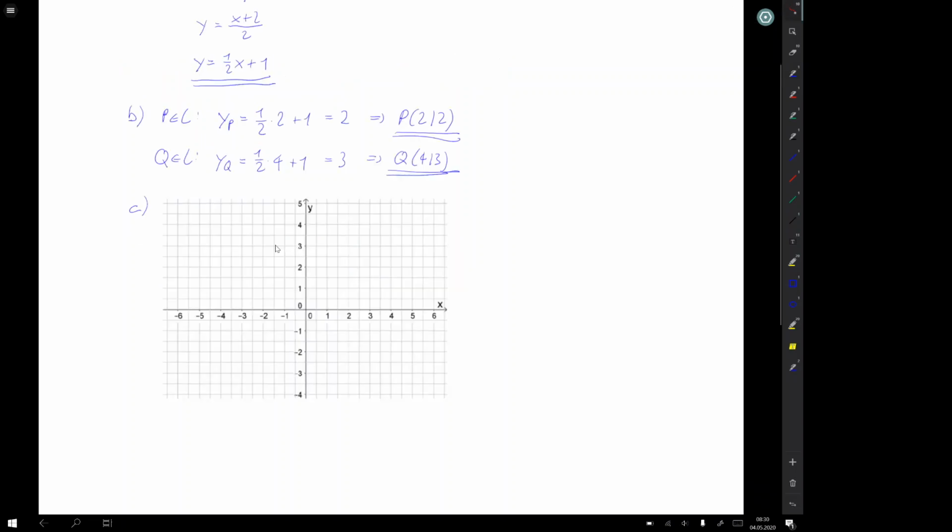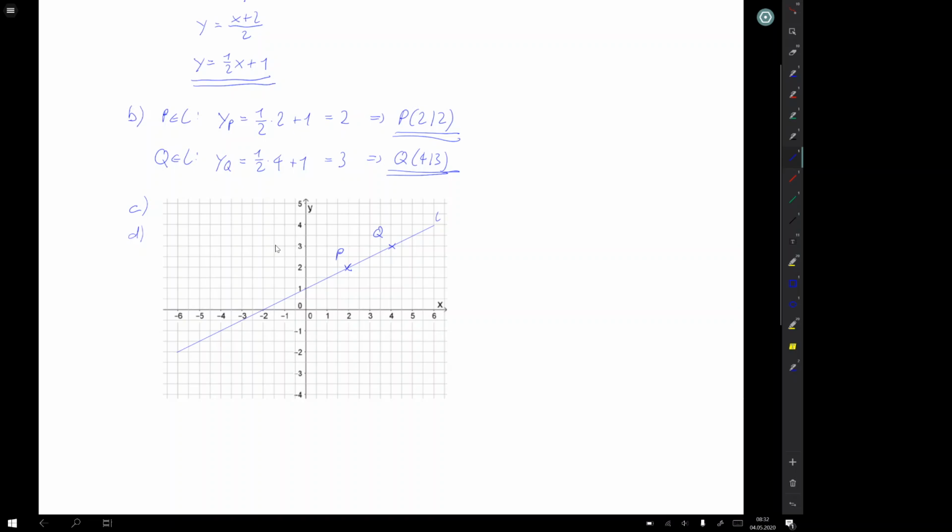Now in task C, let us draw these 2 points P and Q in this coordinate system, and once we have the 2 points, we can also draw the line L. Do that on your own, and here comes the solution. In task D, we have to draw this right triangle with delta x and delta y using the points P and Q, as we have seen in the theory. So do that again on your own.